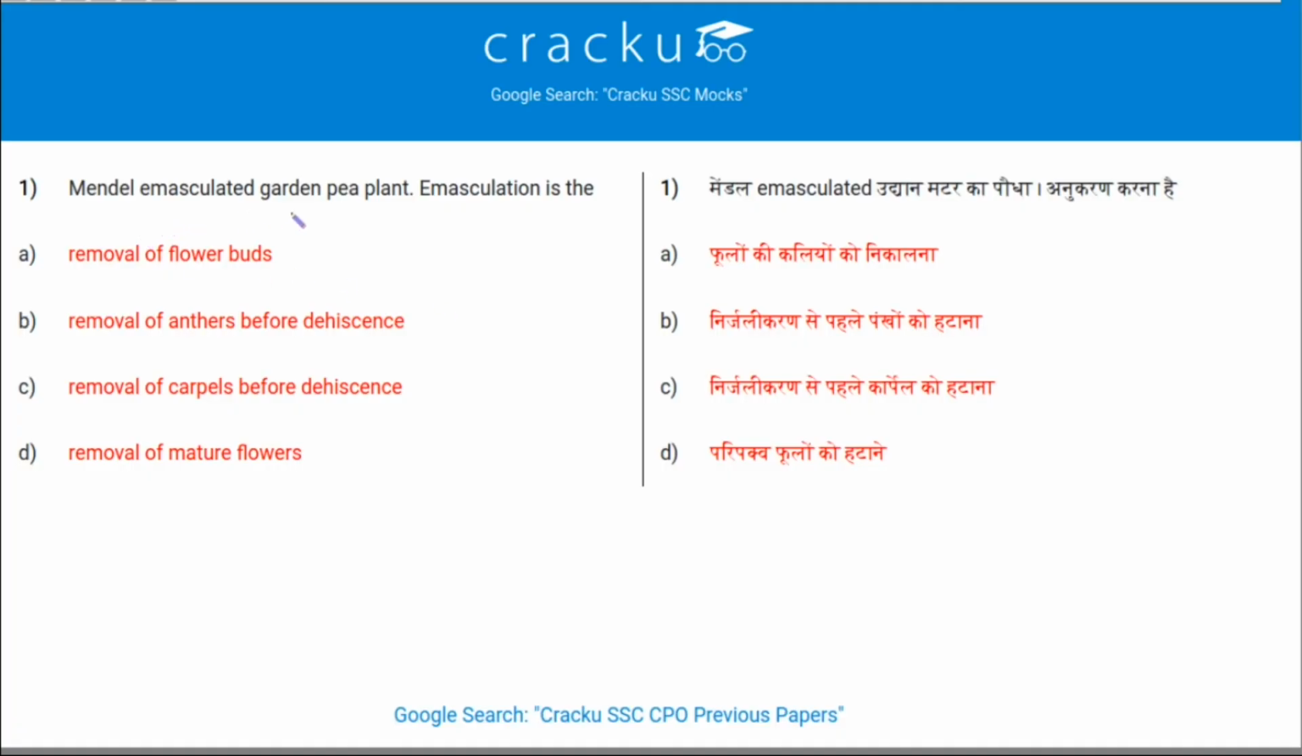Mendel emasculated garden pea plants. Emasculation is a process where the male part, that is the anther, which has pollen, is removed. So it is removal of anther. Option B.